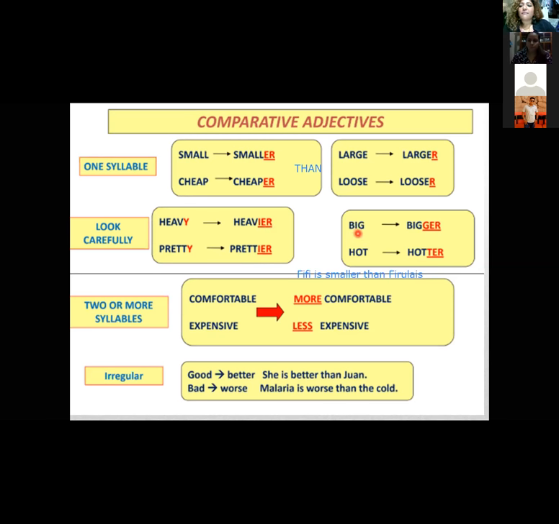What about big and hot? Big, this is a very special adjective porque son tres letras. Y tenemos una vocal en medio de dos consonantes. All right, we have the consonant B, I, and G. Se repite la última. Very good. So we double the letter. And big is bigger. Hot is hotter. H-O-T-T-E-R. Hotter.